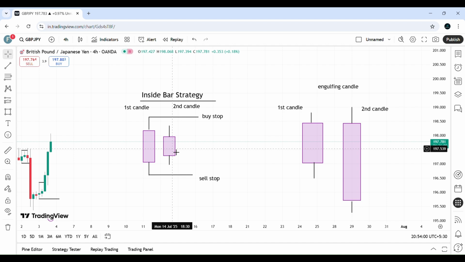I would suggest you guys stick to the higher time frames for this strategy.